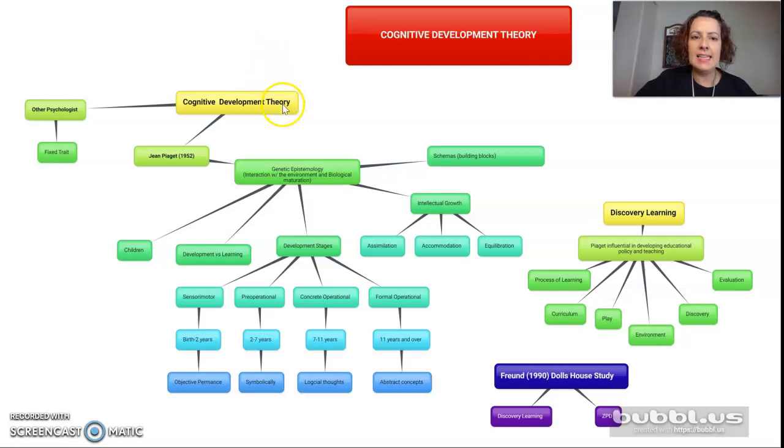So, what exactly is cognitive development theory? This theory was founded by Jean Piaget in 1936. He explained how a child's mental mold was constructed by the environment. He disagreed with other psychologists that it was a fixed trait. However, it was a cognitive process that occurred due to biological mutation and the interaction of the environment. His work was known as genetic epistemology, or the origins of thinking.